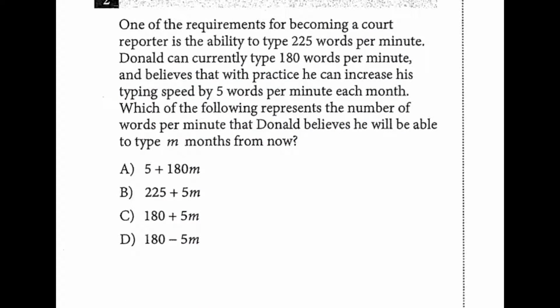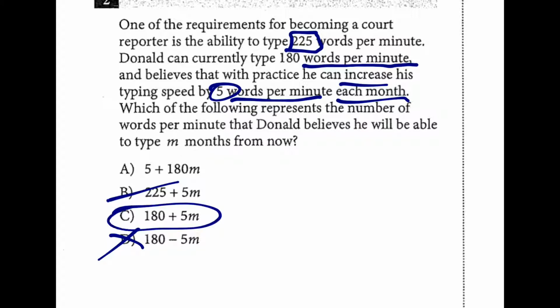This next problem, the goal is to type 225 words per minute, but that doesn't represent Donald's speed at all, so that's a distraction. Between 180 and 5, we are trying to increase, so D is wrong because it's subtracting. And then we determine which number should get the variable. You might think words per minute, but the 5 has words per minute each month. So 5 is the one that is changing. We look for keywords like per or each or every, and that's why 5 needs the M and not 180.